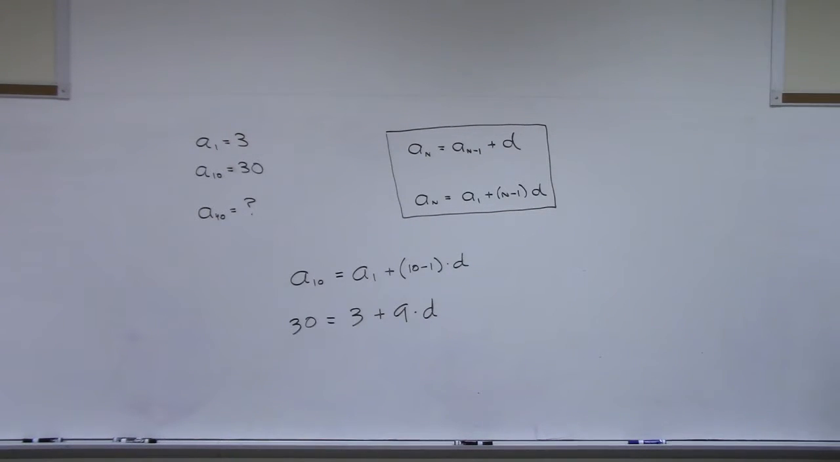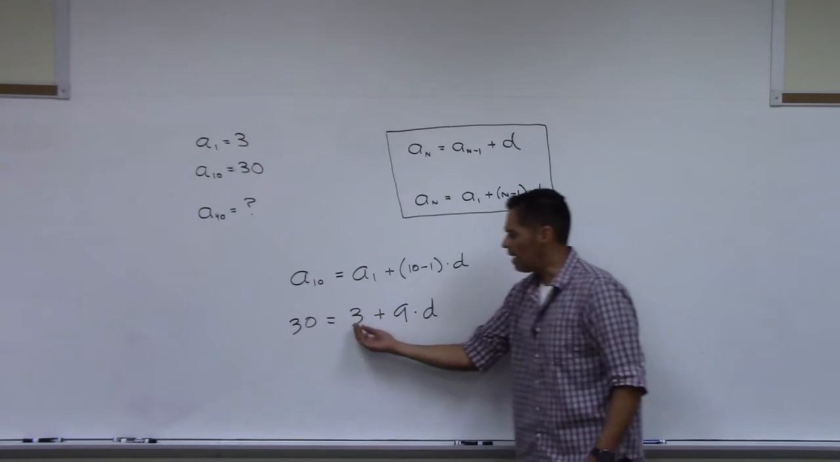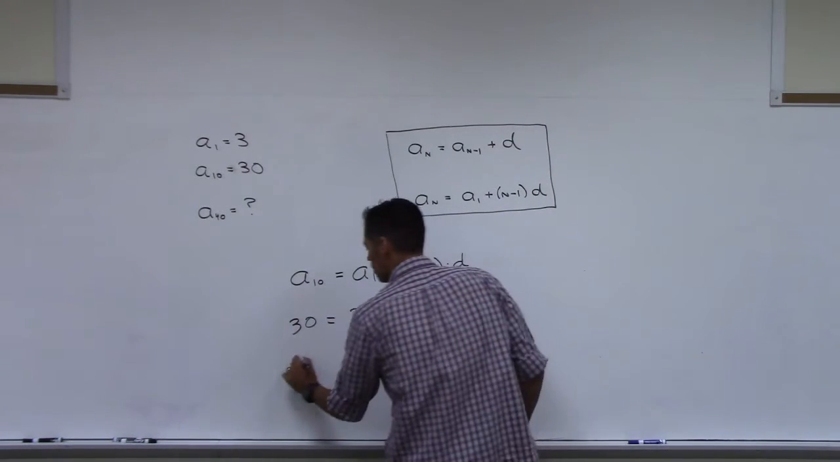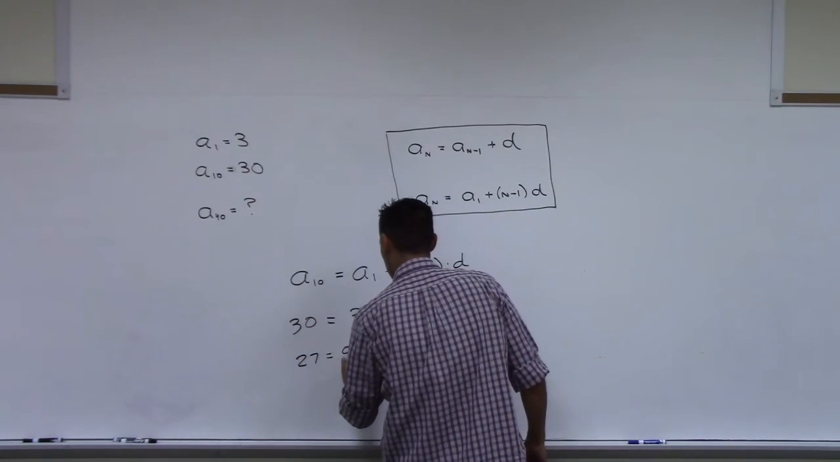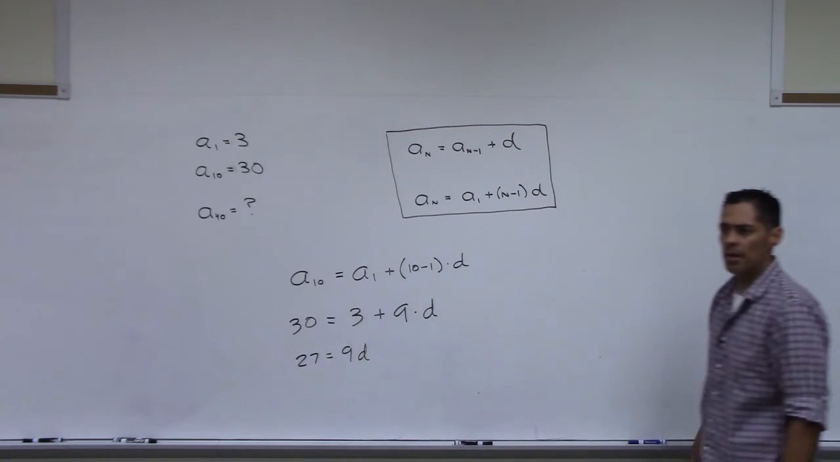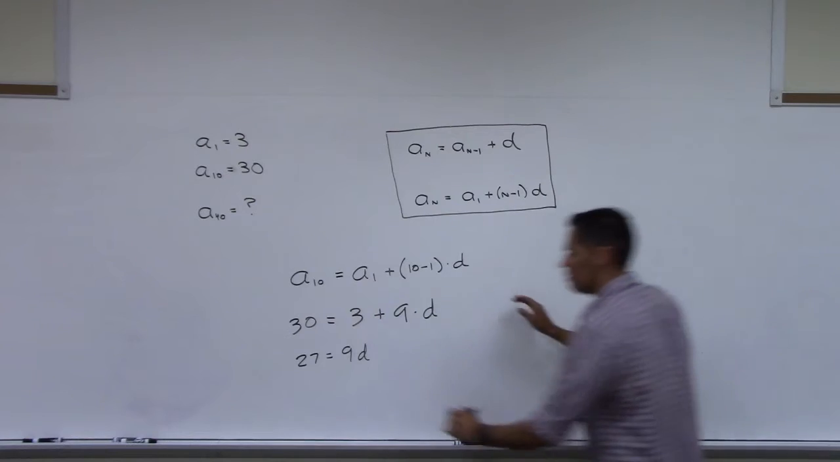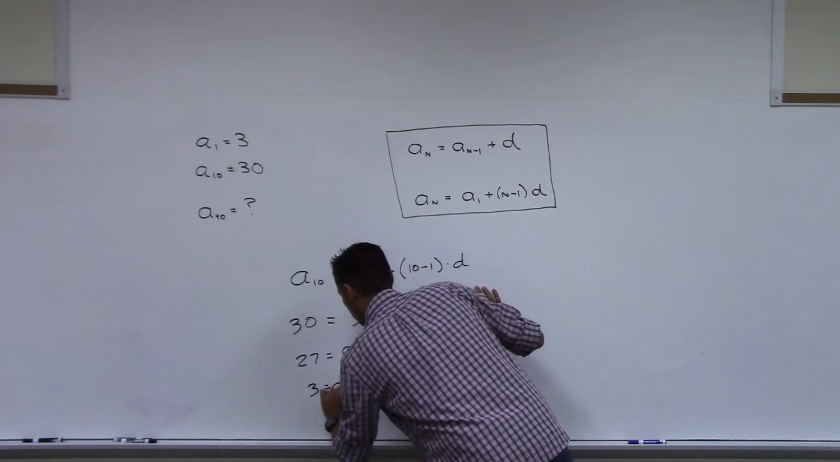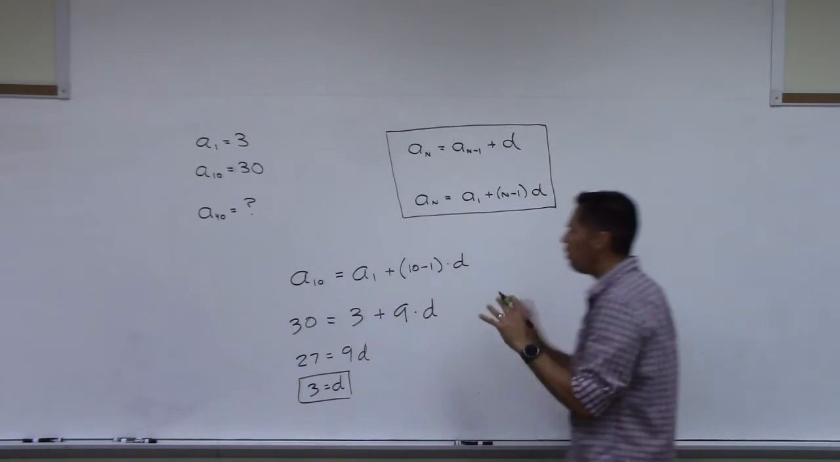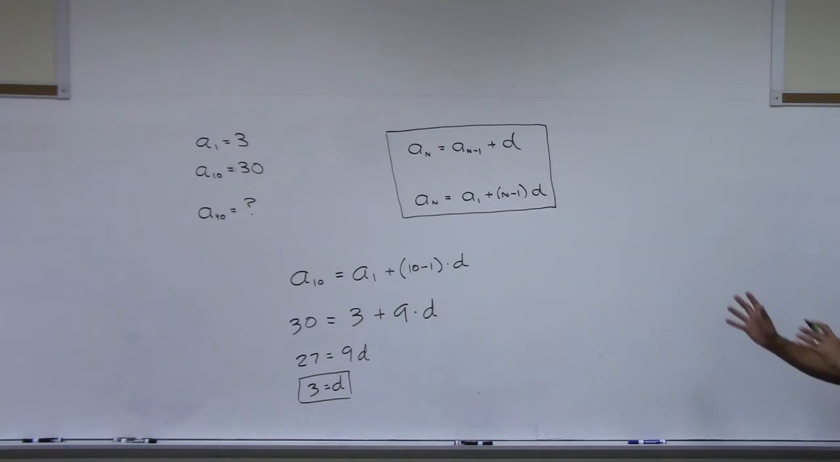What would you get if you solved this for d? So subtract 3 on both sides here. You get 27 equals 9d. And that would give you d is 3. So now we know what d is, yes? So d is 3. So this is kind of like a two-part problem. We do that first.